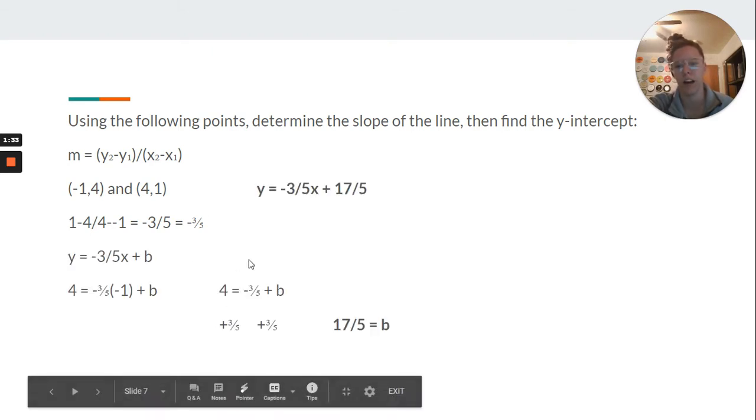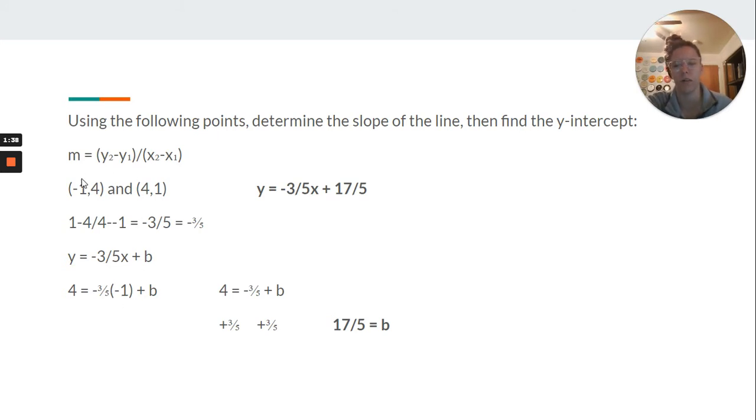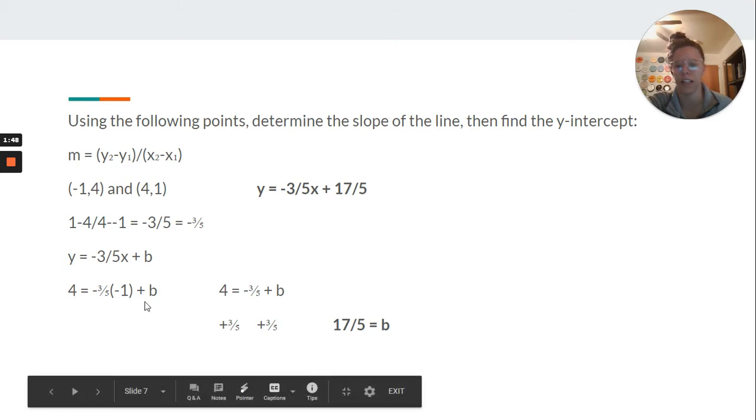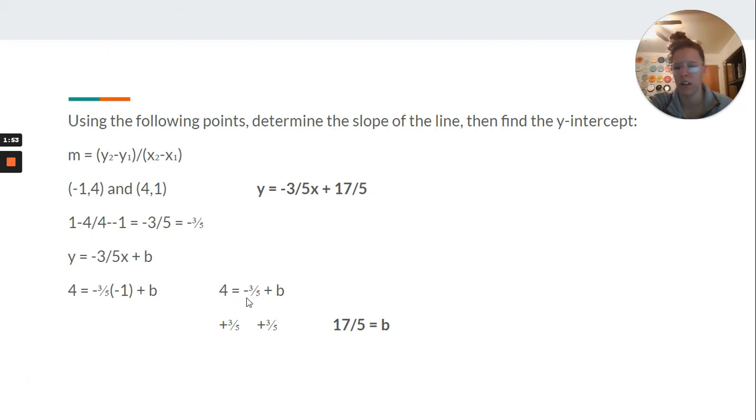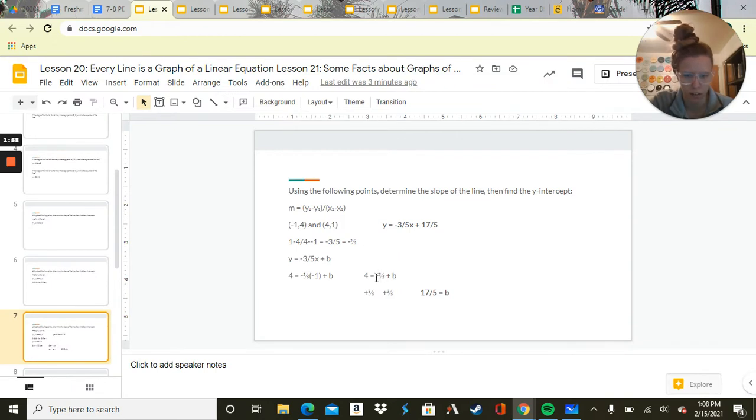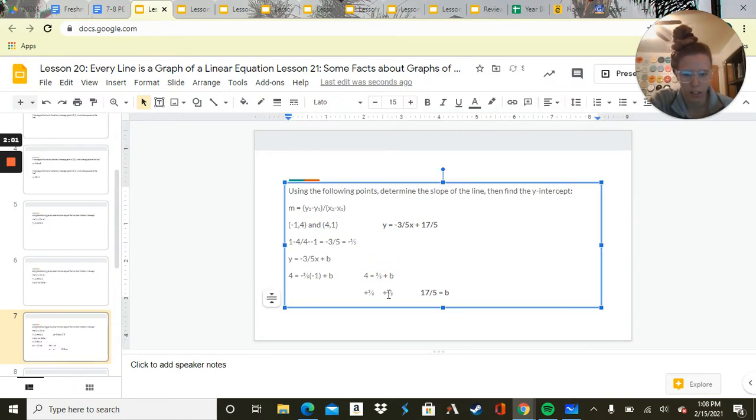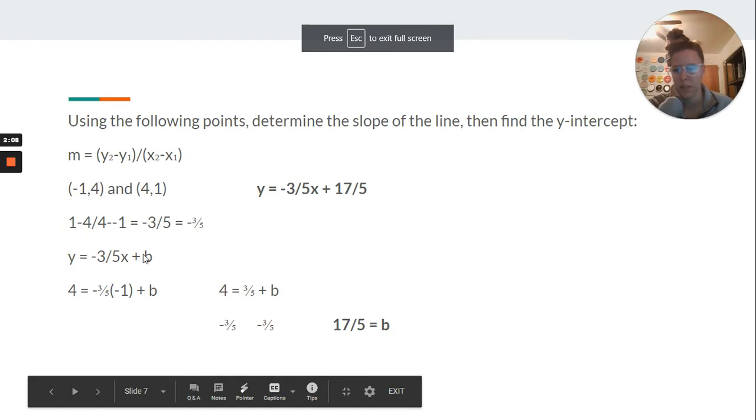Okay, now to find our y-intercept, we plug in one of the ordered pairs for the x and y. So -1 and 4 to get b by itself. So we have -3/5 times -1, which gives us a +3/5, which I did not write properly over here, so let me just fix that quick. Sorry. This should be a positive. So we're subtracting it. Okay, my apologies for that.